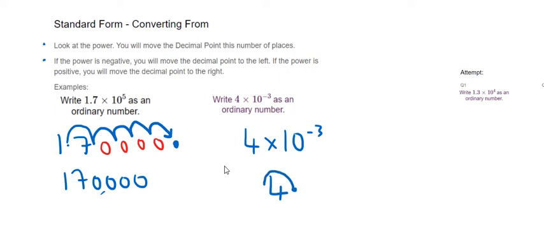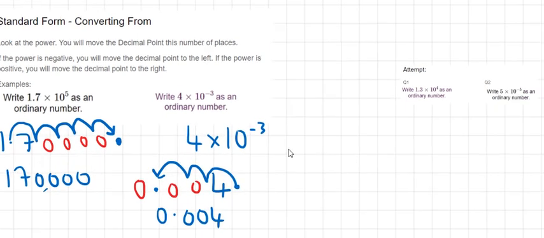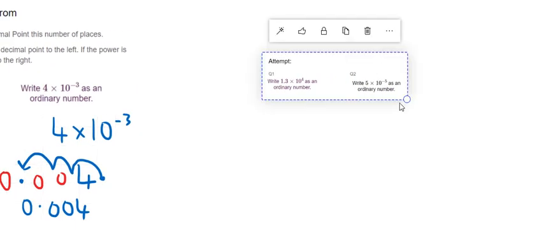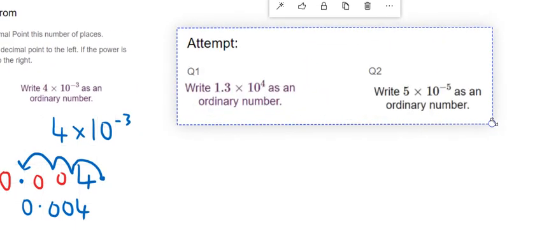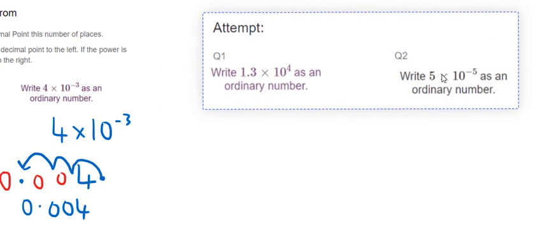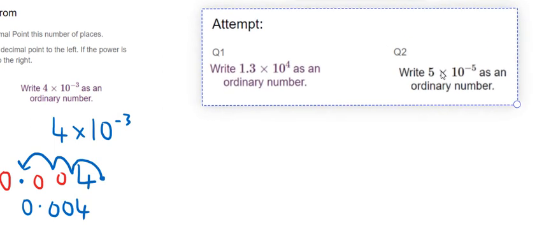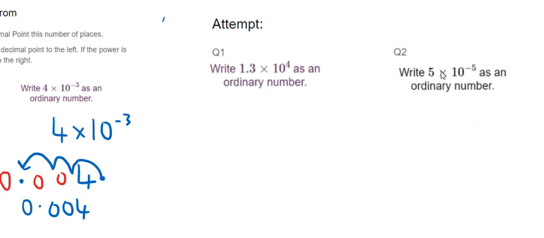So it'll be 1, 2, 3 jumps to the left this time, and then obviously you're putting in zeros where you've jumped again. So 0.004. That's my answer to that question. Here are two you can try yourself now if you want to try converting them. Just play on the video and I'll go through the answers.